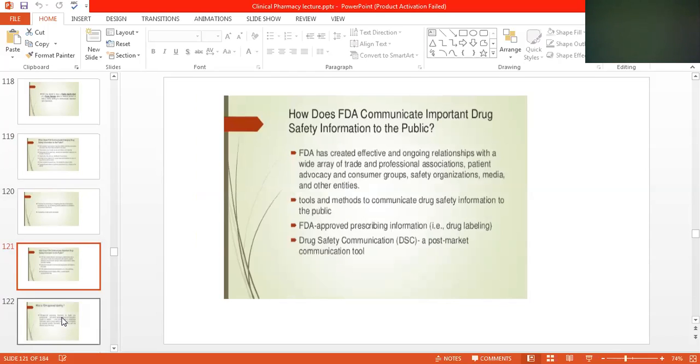How does FDA communicate important drug safety information to the public? FDA creates effective and ongoing relationships with a wide array of trade and professional associations, meaning the pharmaceutical companies as well as the doctors. Also patient advocacy and consumer groups, meaning you have to educate. Advocacy means you have to train the patient and give much information, and consumer groups also. Safety organizations, media and other entities. Tools and methods to communicate drug safety information to the public: FDA-approved prescribing information, for example drug labeling, Drug Safety Communication, DSC, and post-market communication.